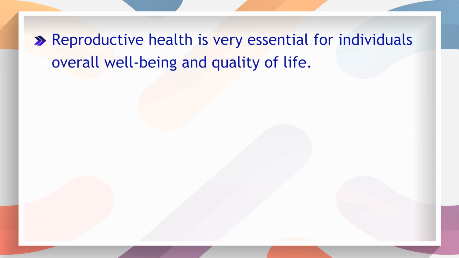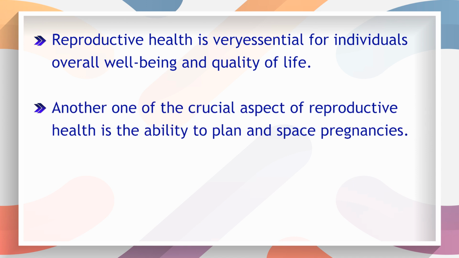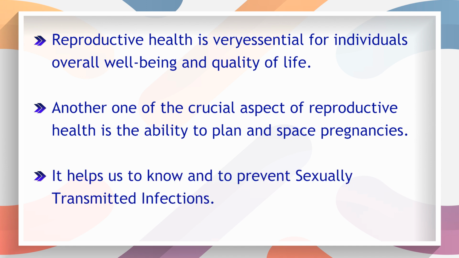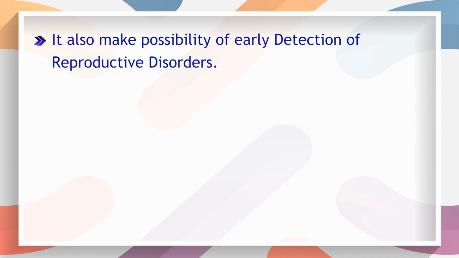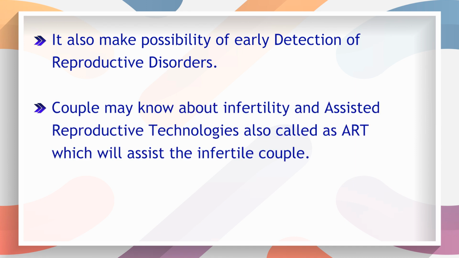Dear students, let us discuss with the help of some points why it is significant to maintain reproductive health. This is because reproductive health is very essential for individuals' overall well-being and quality of life. Another crucial aspect of reproductive health is the ability to plan and space pregnancies. It helps us to know and to prevent sexually transmitted infections. It also makes possible early detection of reproductive disorders. Couples may know about infertility and assisted reproductive technologies, also called ART, which will assist the infertile couple.